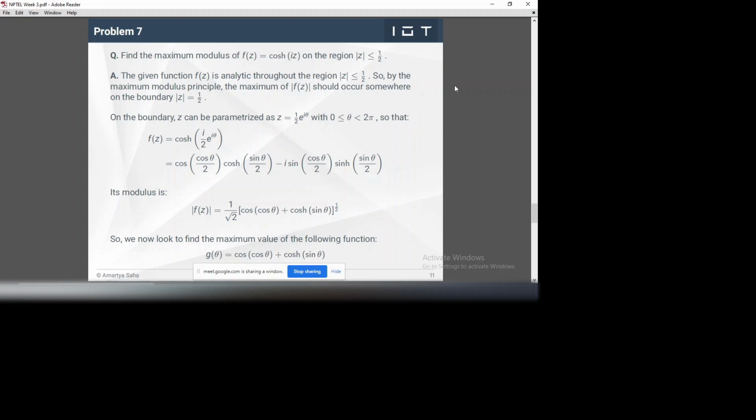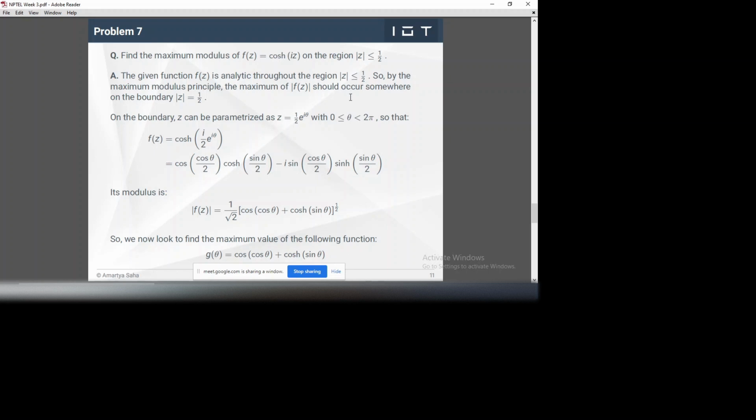As we know from the lecture, particularly for this function, the maximum modulus is cosh of mod z. So we already know from the lecture that the maximum modulus will be cosh of half. But as I said, we should really go through all these steps, so I will again elaborate the steps. We already know the answer: it will be cosh of half.